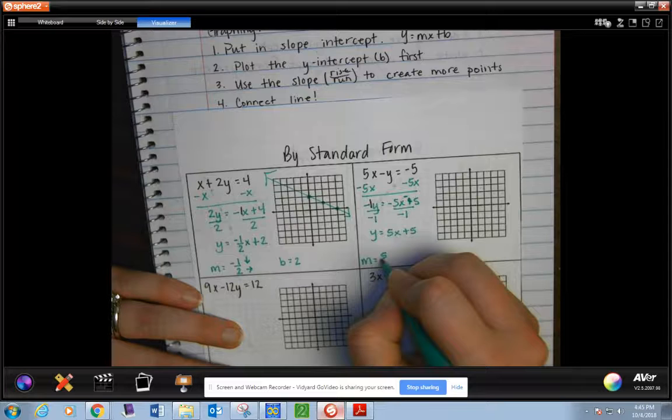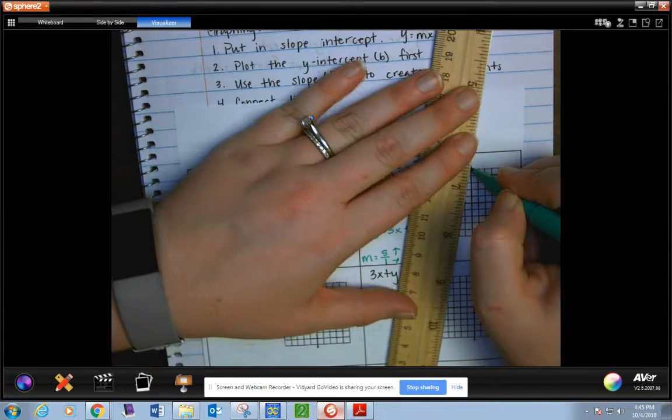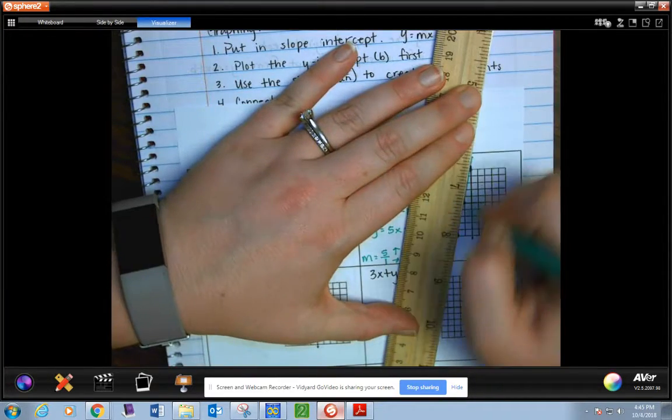So I'm going to start at 5. Well, if I'm starting at 5, I definitely can't go up 5. So I have to do the complete opposite of my arrows. I'm going to go down 5, right 1. Left 1, down 5, left 1. Get in my arrows, draw and connect my line.